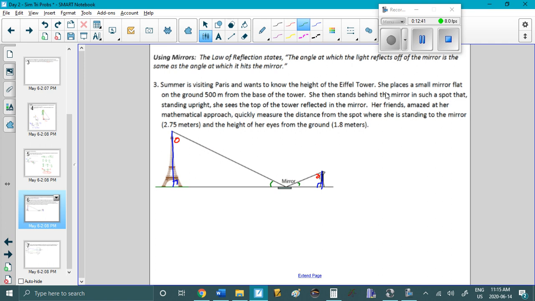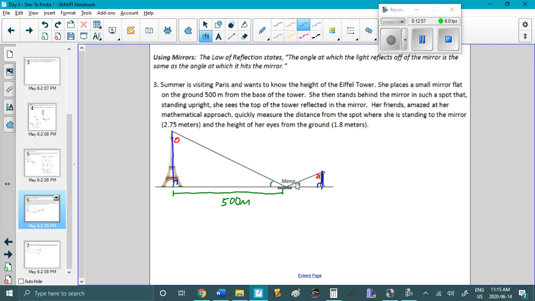Summer's visiting Paris. She places a mirror on the ground 500 meters from the tower. So that means that this distance is 500 meters. She then stands behind the mirror in such a spot that, standing upright, she sees the top of the tower.